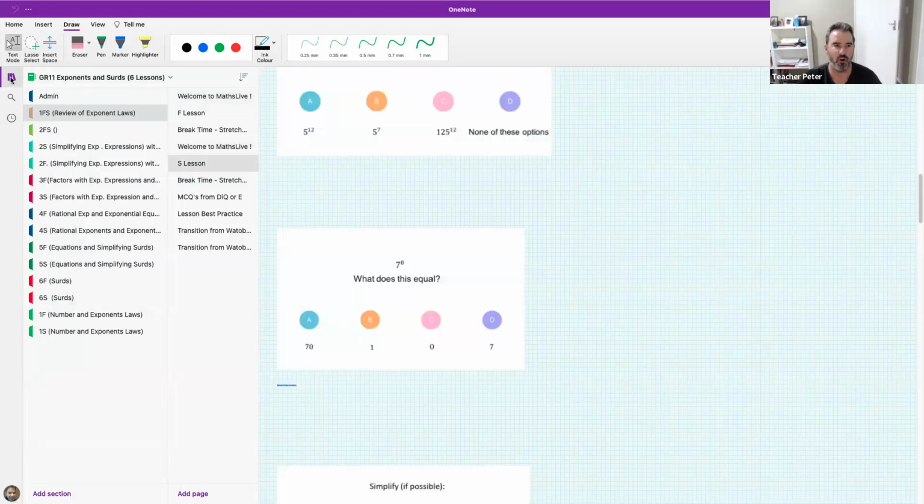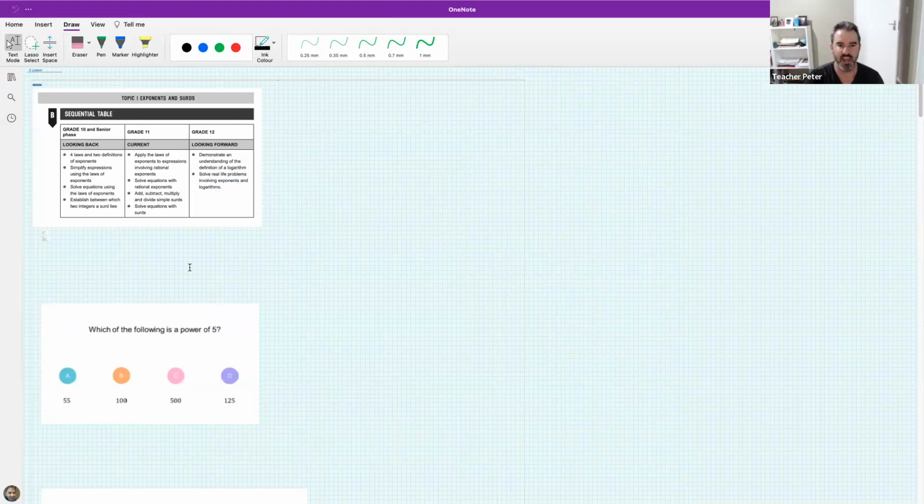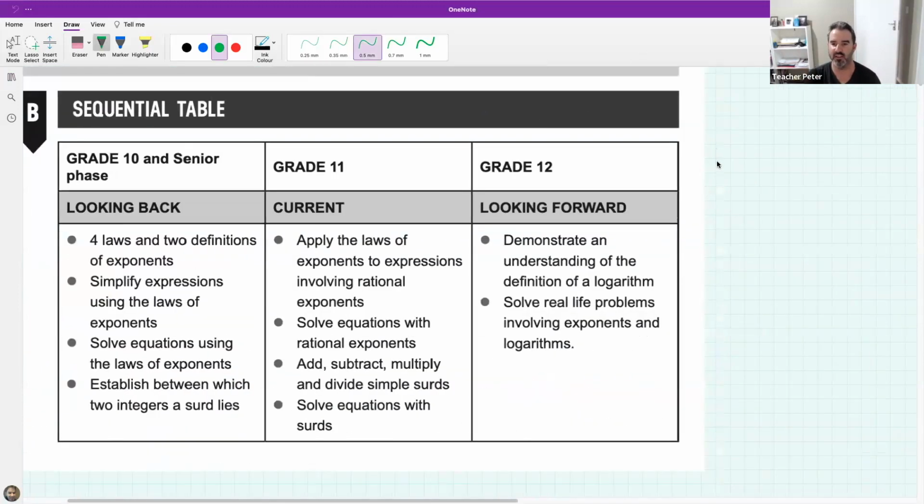So let's start with a bit of just looking at what are the things that you have to cover in this unit at school. And a lot of you guys have covered a lot of this already. So back in grade 10, you had the 4 laws and the 2 definitions. You had to learn how to simplify expressions and solve exponential equations and then understand surds a little bit.